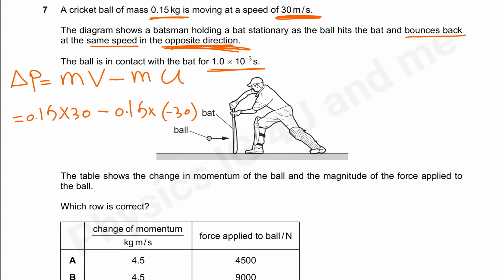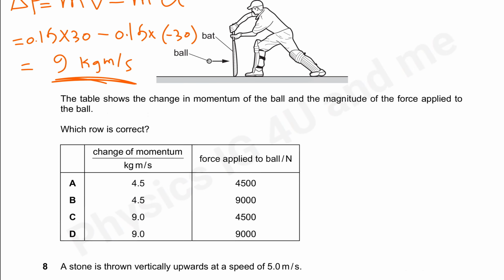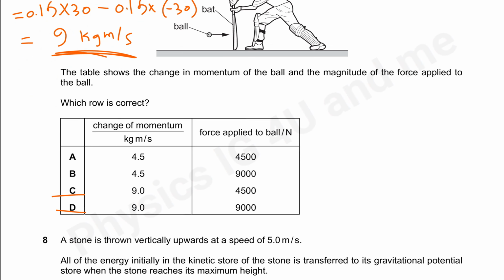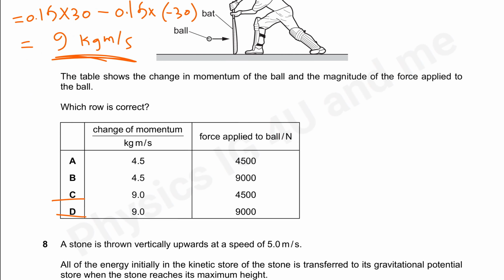So you put this in a calculator, you will get 9. Remember the unit is kilogram meter per second. So this is the change of momentum. We are in option C or D. Both of them are 9. So A is wrong and B is wrong.